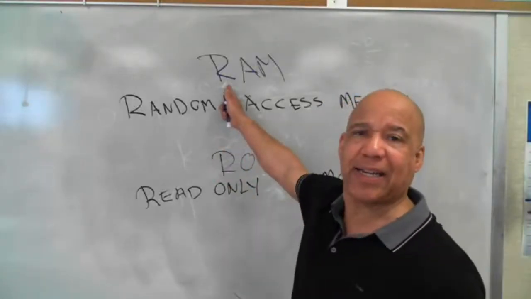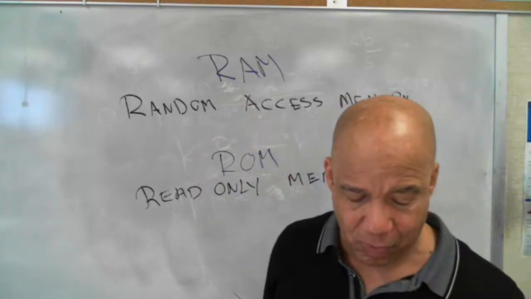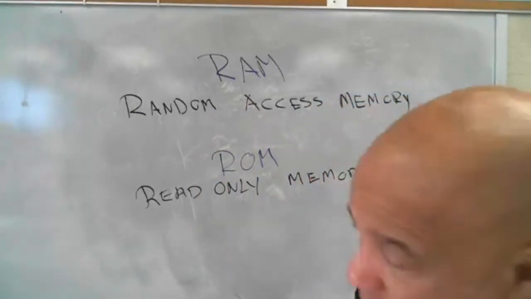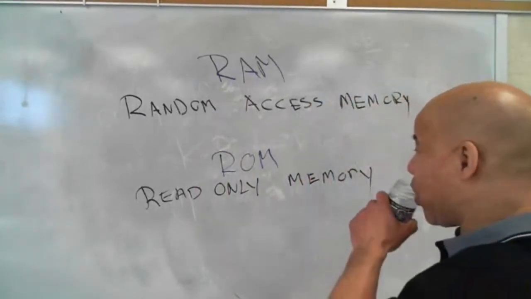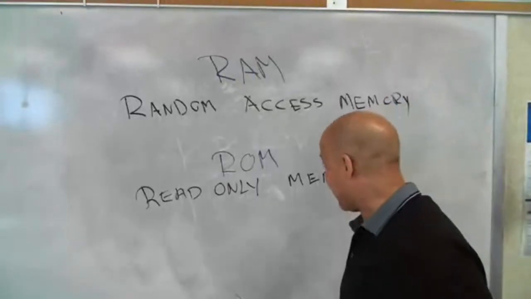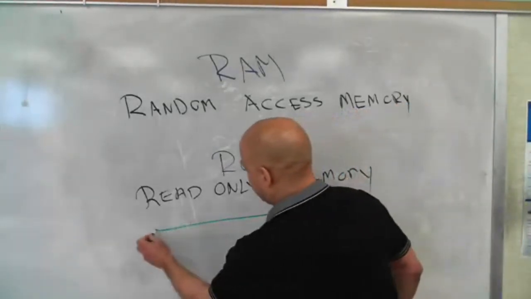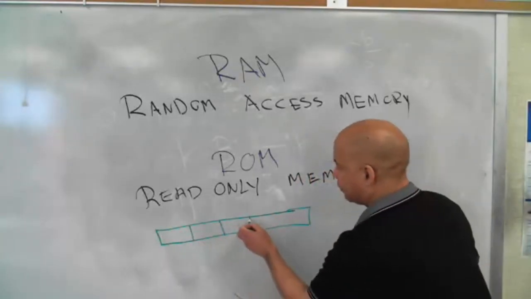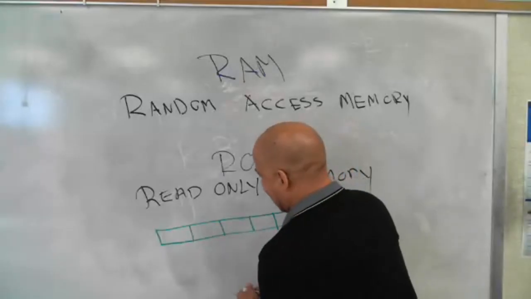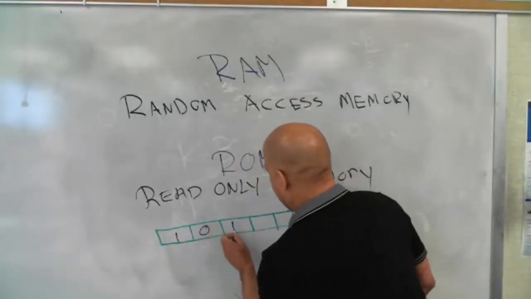What does it mean, random access? Anybody know what that means? You ever thought about that? Normally when they draw memory, they'll draw it like these cells. I always think of memory as cells. So let's say I've got bits and bytes in here, maybe a code in here, something like that in there.